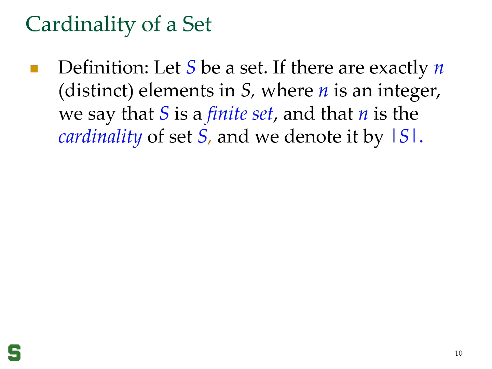Next, we'll define the notion of cardinality of a set. Cardinality of a set is the number of elements in that set. So let S be a set. If there are exactly n distinct elements in the set S, then we say that n is the cardinality of set S. We say that a set S is finite if this n is a finite number.